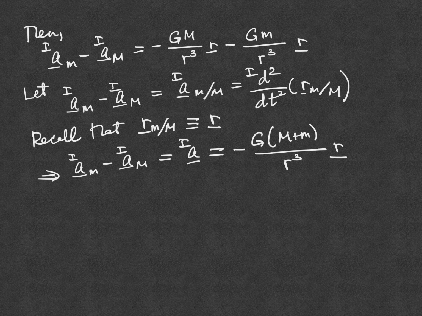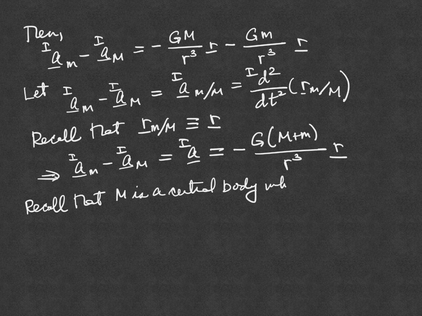So now here's where the next assumption comes into play. Recall that big M is a central body, which we also referred to as a planet, while little m is a spacecraft.